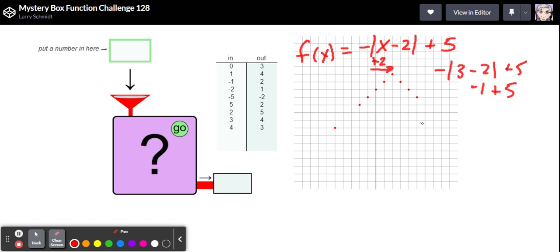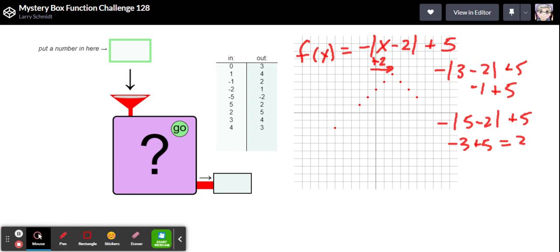Beautiful. Let's predict one. What do we get if we put in a 5? So negative absolute value of 5 minus 2 plus 5. 5 minus 2 is 3. Absolute value is still 3. Negative 3 then plus 5 is going to be 2. So if I put in a 5, I should get out a 2. Oh, and I did that already. Ha! So we tested another point.